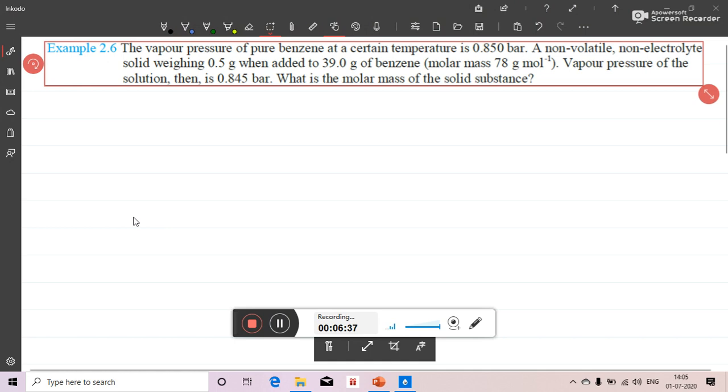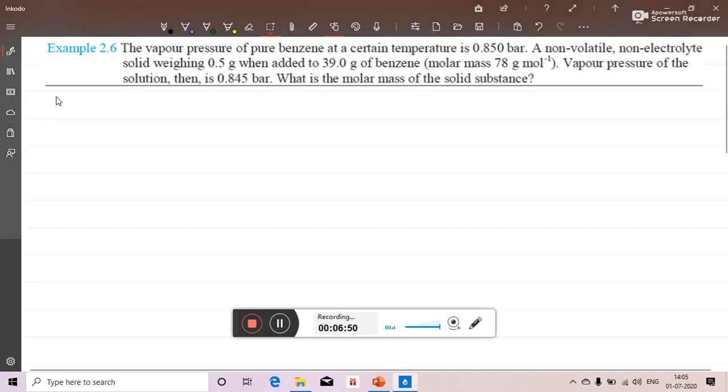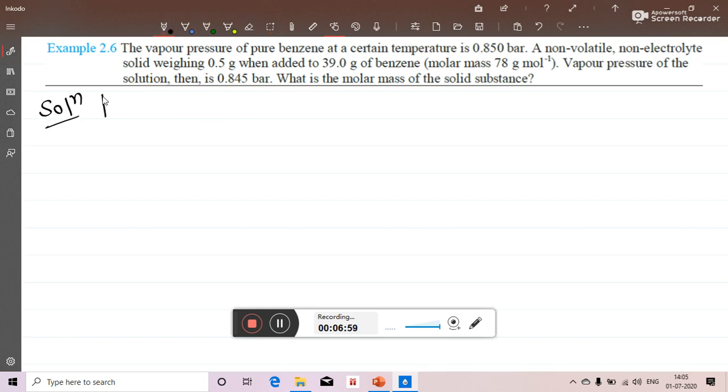Now next question is example 2.6. The vapor pressure of pure benzene at a certain temperature is 0.850 bar. So this is the vapor pressure of pure benzene, that is P1 naught, which is 0.850 bar.